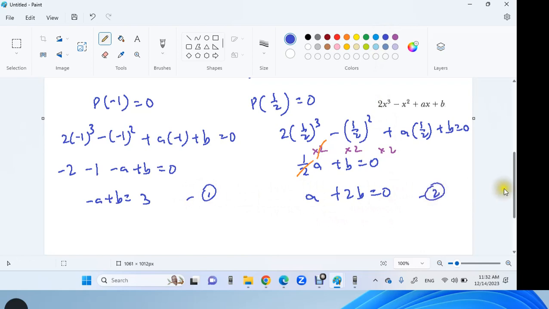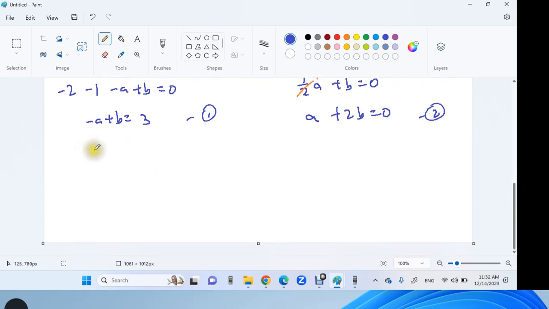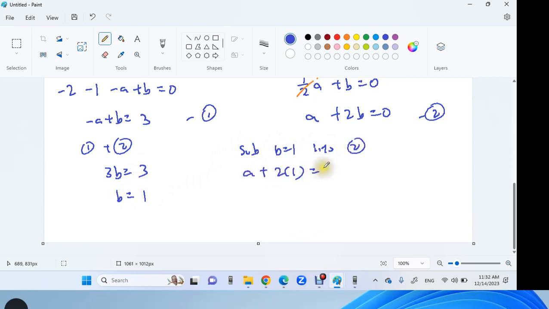So this is equation 1, this is equation 2. So we have equation 1 plus equation 2, a cancels out. We have 3b equal to 3, then b equal to 1. Then what I can do now is substitute b equal to 1 into equation 2. So a plus 2 times 1 equal to 0, a equal to negative 2. So we have this one, then this will become 2x to the power 3 minus x squared minus 2x plus 1.